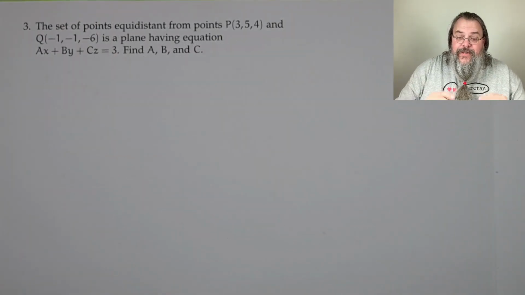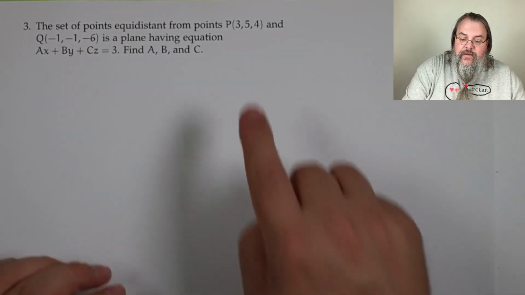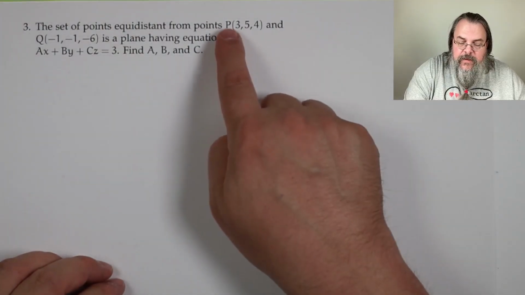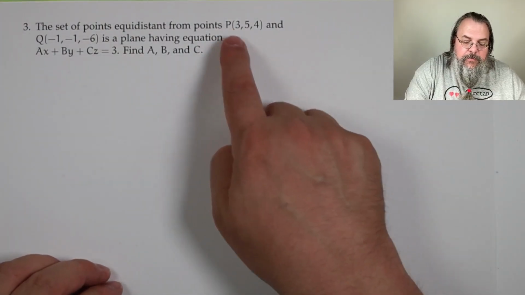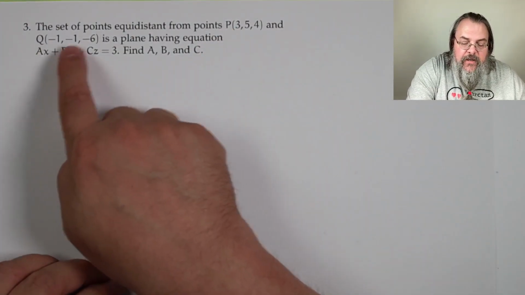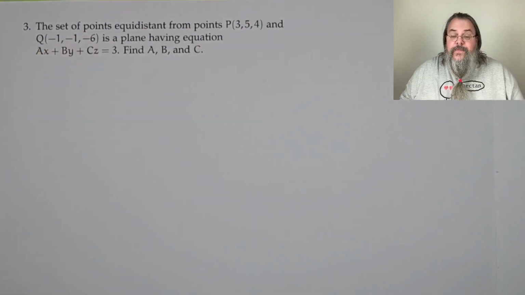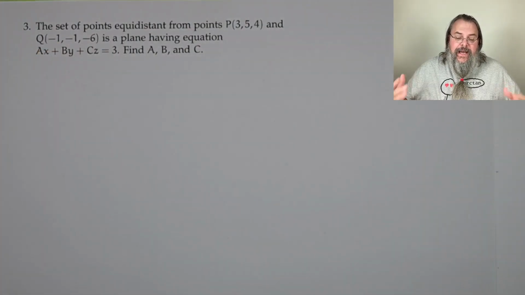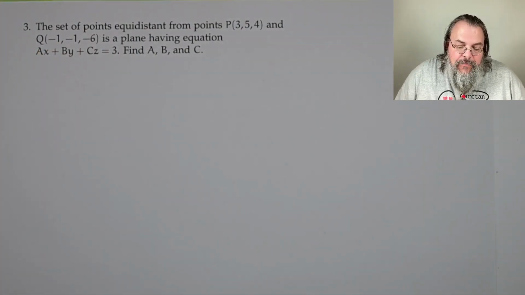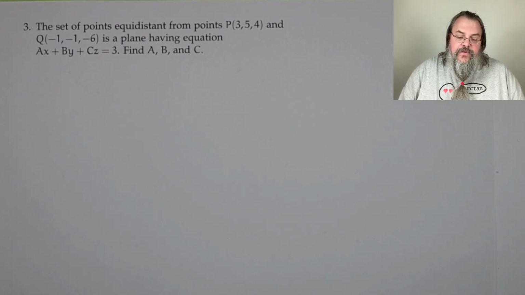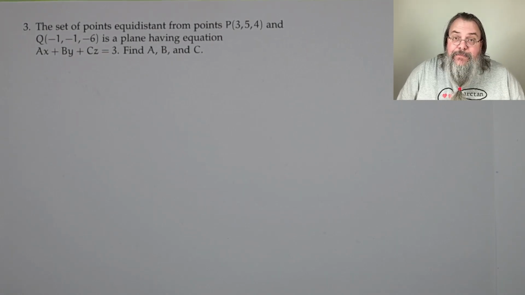The set of points equidistant from points 3, 5, 4, which is just the name of the point, we call it point P, and minus 1, minus 1, minus 6, we call that point Q, is a plane. And it has an equation: AX plus BY plus CZ equals 3. Find A, B, and C.